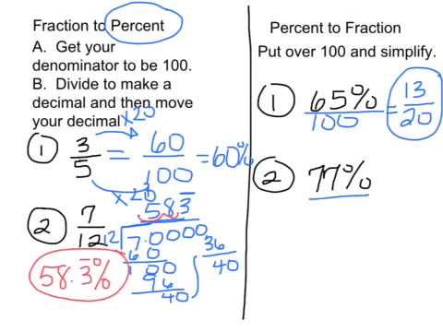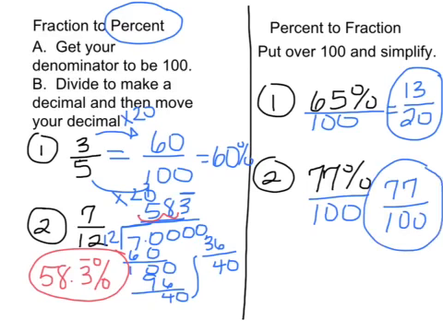On here, second example, I'm going to put 77 over 100. It is always over 100. Percent means out of 100. And I'm going to try to simplify. In this instance, nothing goes into 77 and 100, so I am done. And my fraction is 77 over 100.